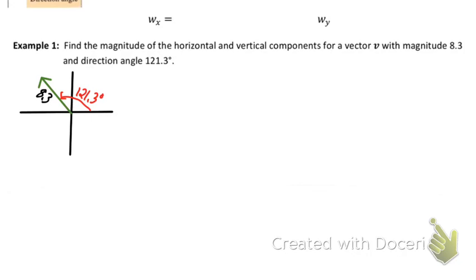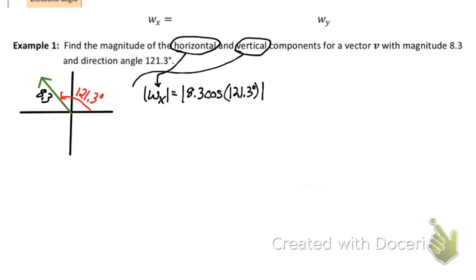They're going to go, well, I know my horizontal is going to be W sub x, absolute value, equals the absolute value of my magnitude, which is 8.3, times the cosine of 121.3 degrees. I should put that in parentheses so I don't get mixed up. Just like the vertical, and they did ask for the magnitude, so that's why I'm putting it in absolute values.